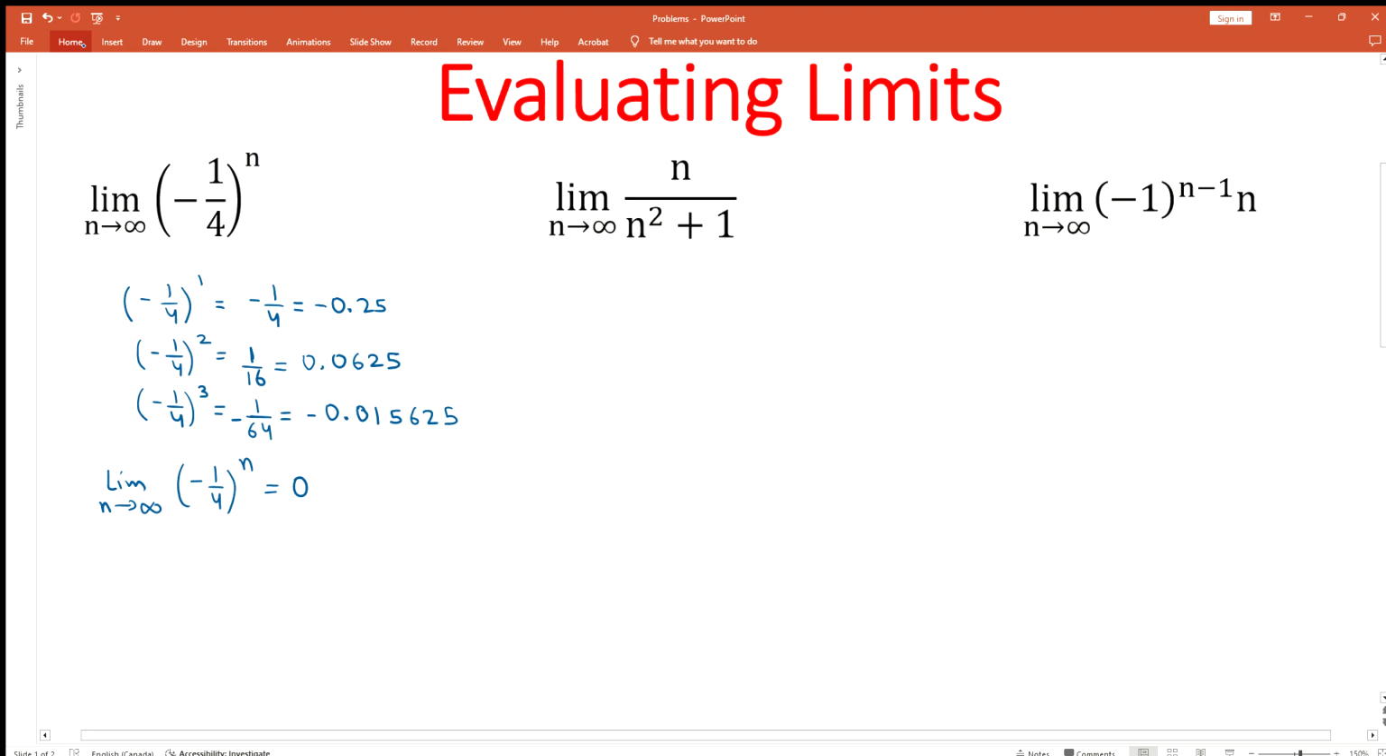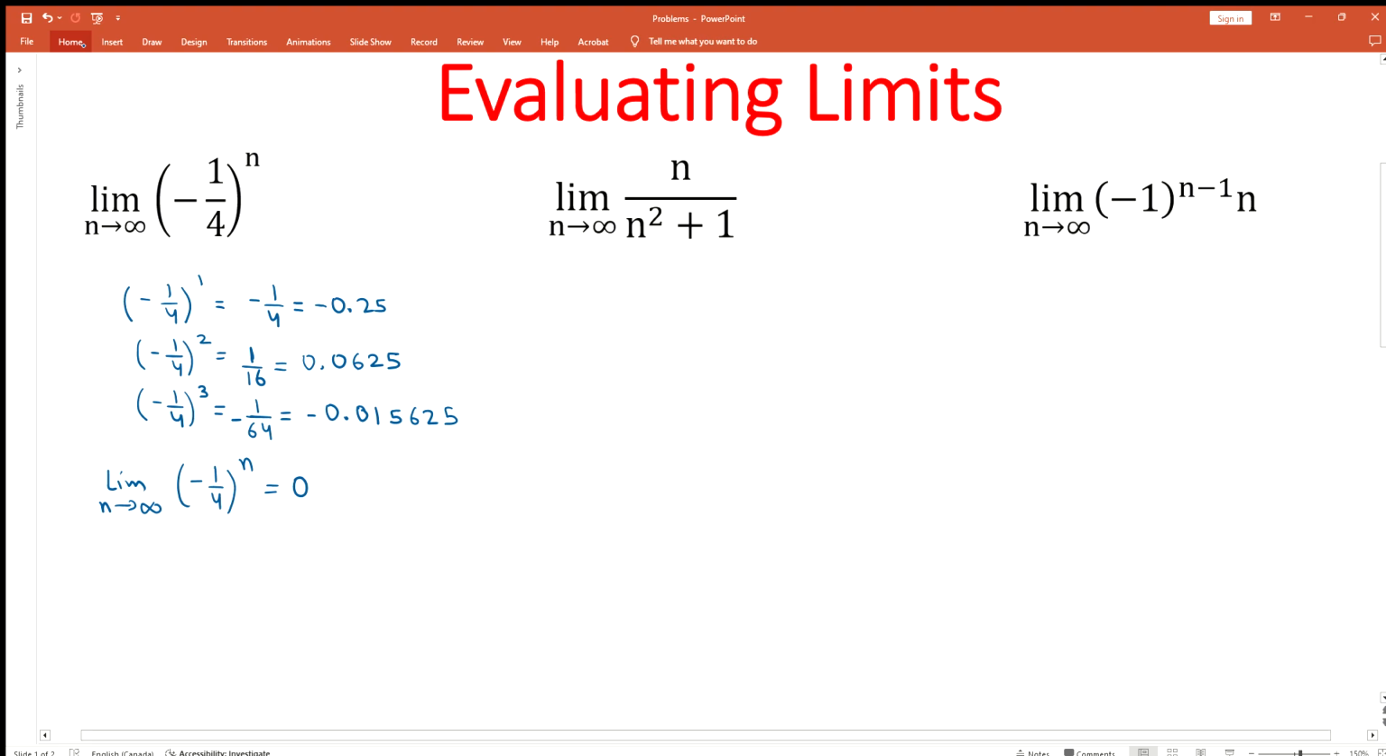Now we can evaluate the second limit. Limit n approaches infinity, n over n squared plus 1. This expression is a rational expression because it is made up of a polynomial expression in the numerator and a polynomial expression in the denominator. The degree of the polynomial expression in the numerator is 1. The degree of the polynomial expression in the denominator is 2. Degree 2 is higher than degree 1.